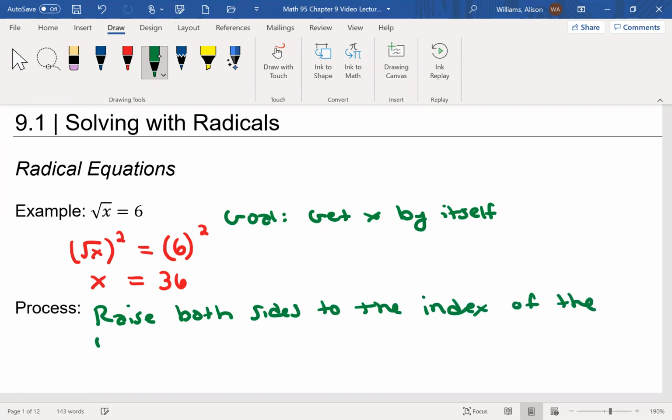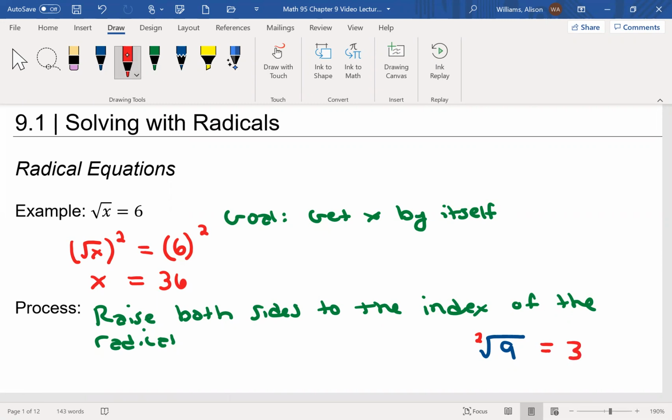Now, it's probably been a while since you've heard the word index, so let me refresh your memory. When you're taking the square root of something, like the square root of 9, we're secretly saying to ourselves, what squared gives us 9? What, when I raise it to the power of 2, gives us 9? And the answer is 3. So there is technically an index on this radical of 2, because we're saying what to the power of 2 gives us 9.